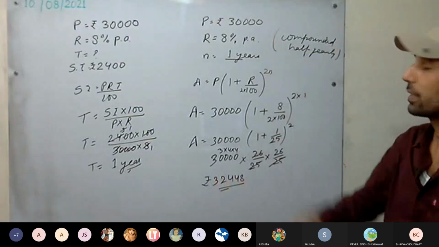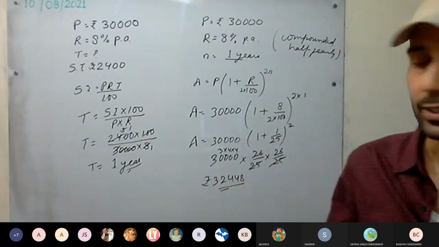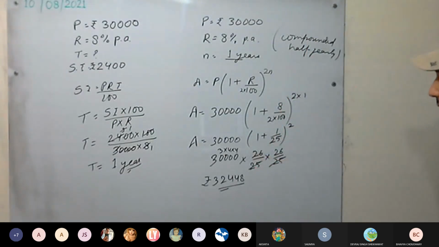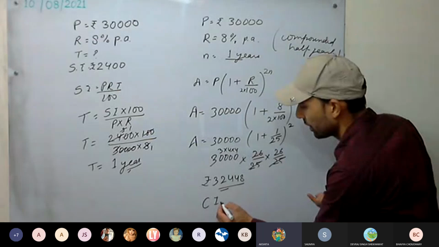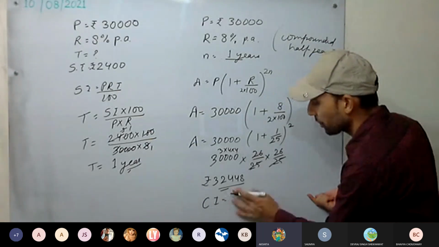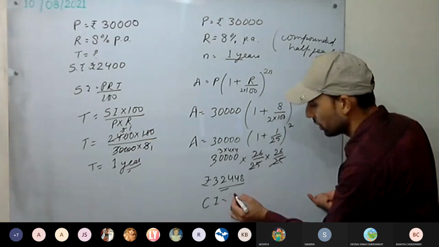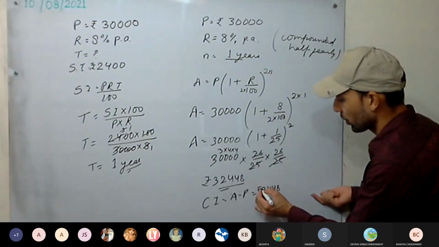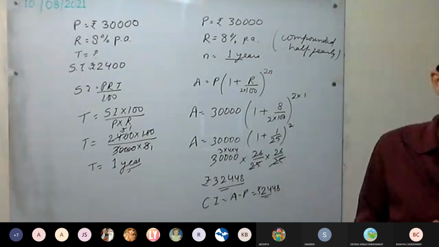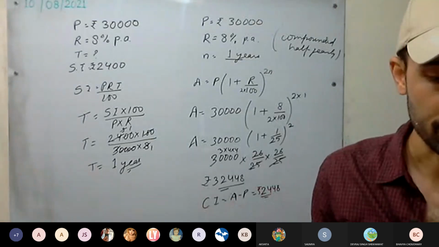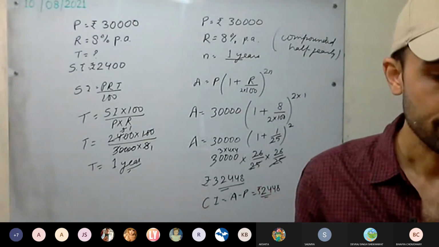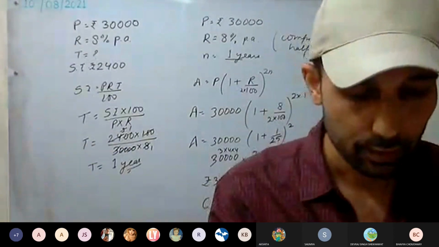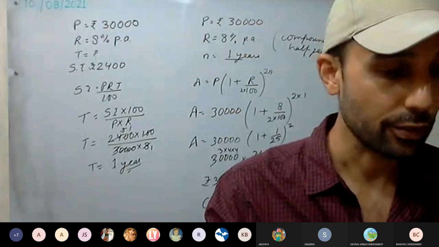What you have to calculate? Compound interest. So subtract them. How much are you getting? 2,448. So compound interest equal to amount minus principal, it will be how much? 2,448 rupees. 2,448 rupees you'll be getting as compound interest. Is this clear? Yes. The ninth one you have to solve as homework.